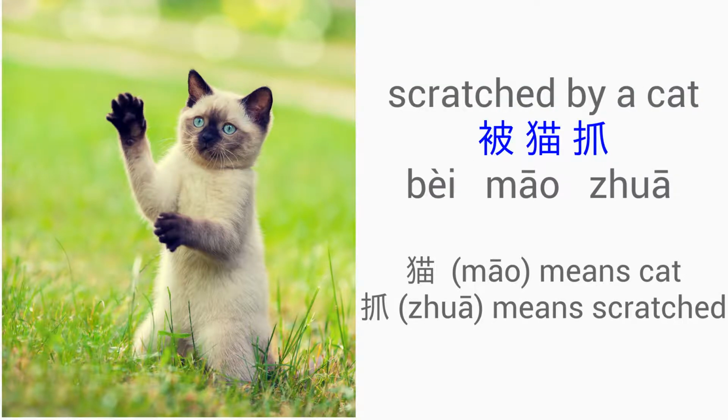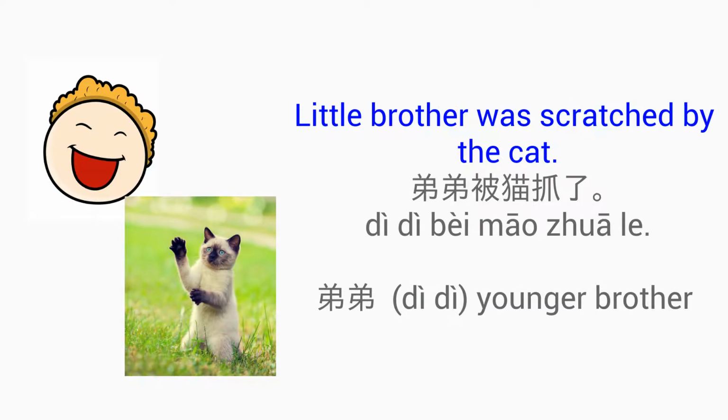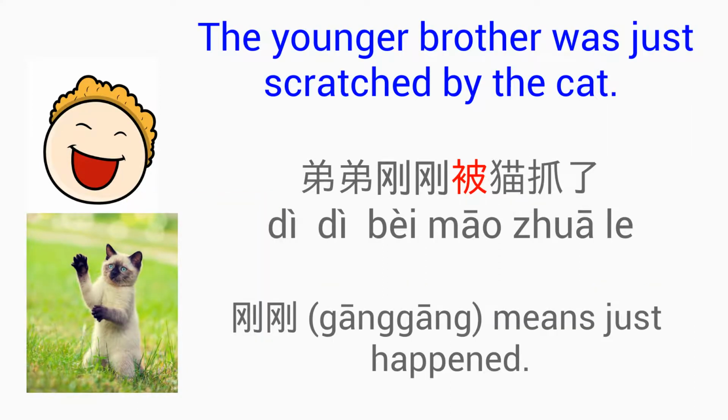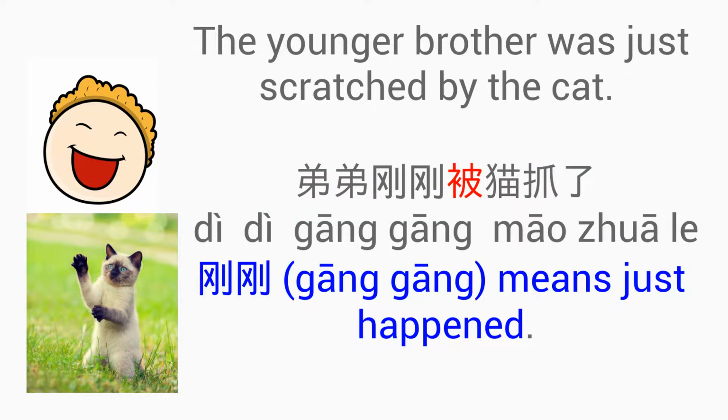Scratched by a cat. 被猫抓。猫 means cat. 抓 means scratched. Little brother was scratched by the cat. 弟弟被猫抓了。弟弟 means younger brother. The younger brother was just scratched by the cat. 弟弟刚刚被猫抓了。刚刚 means just happened.